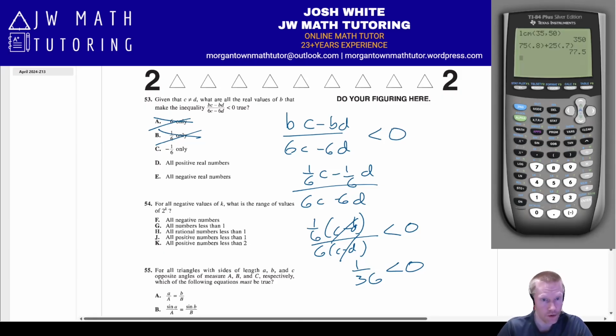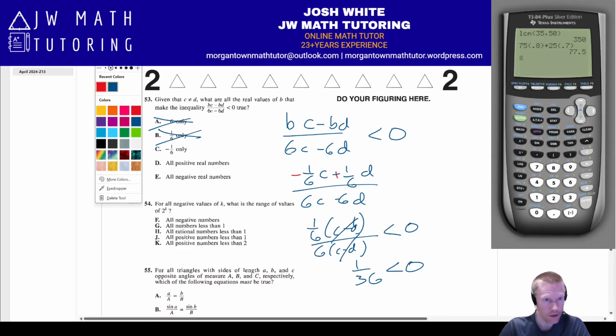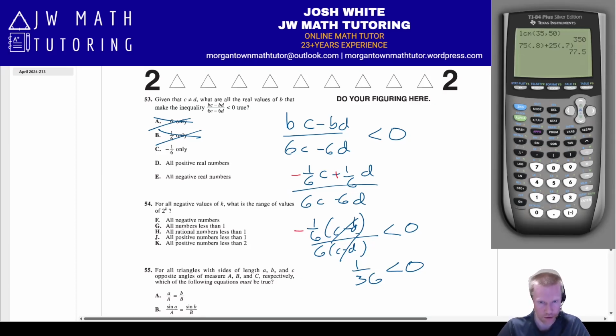Okay, so now when you go to check letter C, actually, let me switch colors so I don't have to erase and rewrite the whole thing. If you plug in negative 1/6, notice it makes this negative and it's going to make this positive. And then, in order to make these two expressions equal, you have to factor out a negative 1/6 in order to get C minus D on the top.